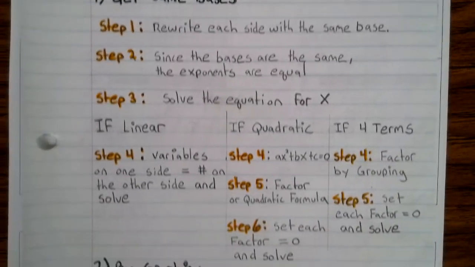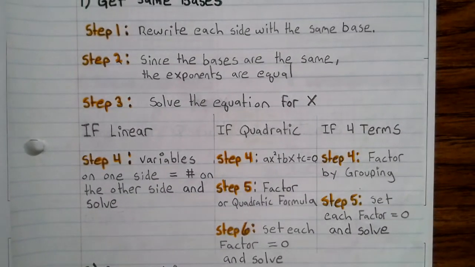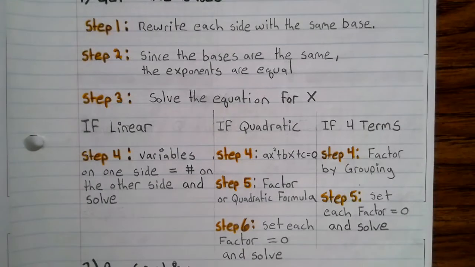Now at this point, you have three different paths. Path 1, if it's linear, step 4 will be variables on one side equal the number on the other side and solve. If it's quadratic, step 4 will be set the equation to ax squared plus bx plus c equals 0. Step 5, factor or use the quadratic formula. Step 6, set each factor equal to 0 and solve. Now, if there's 4 terms, you factor by grouping for step 4, and step 5 would be set each factor equal to 0 and solve.